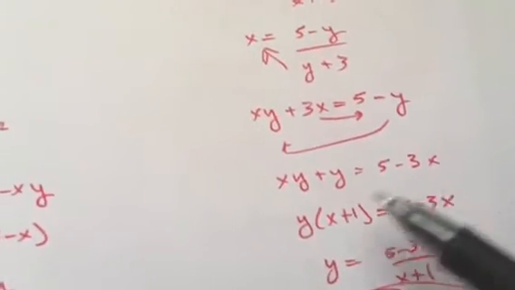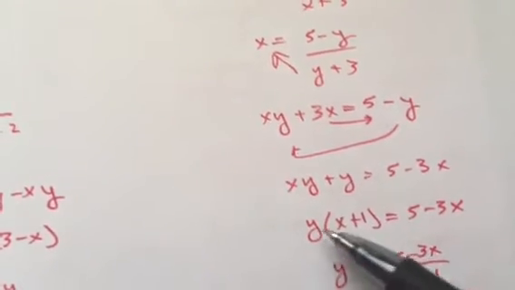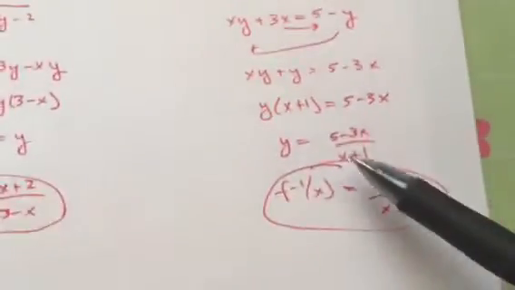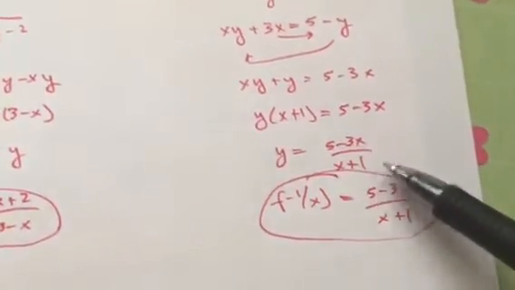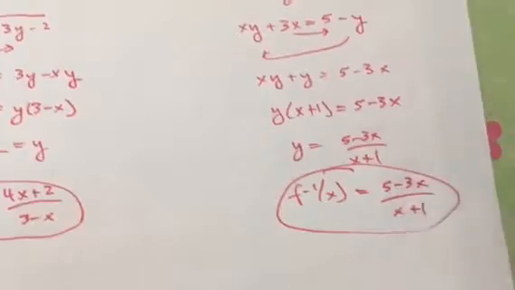It is now negative. These both have a y. Take the y out. You're left with x plus 1. Divide both sides by x plus 1. F inverse of x gives you that fraction.